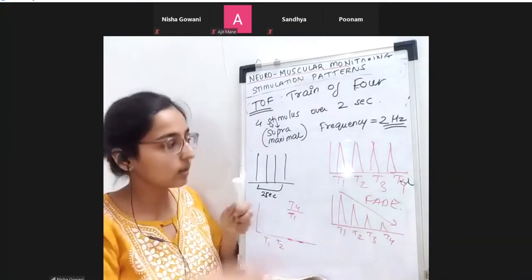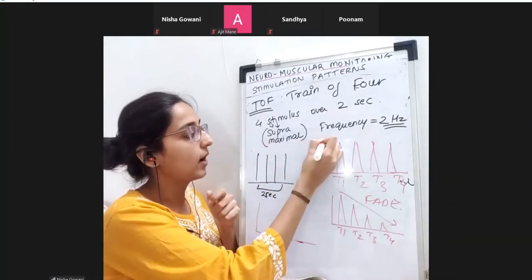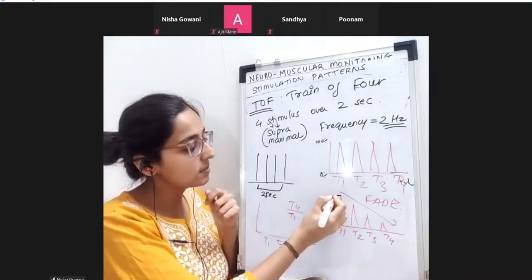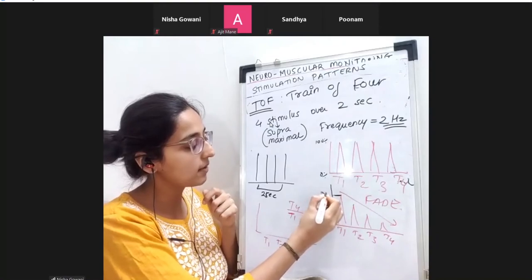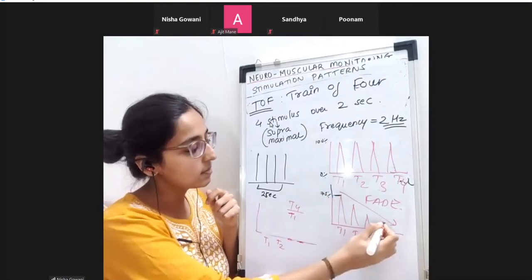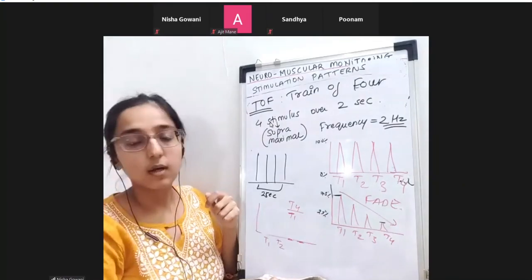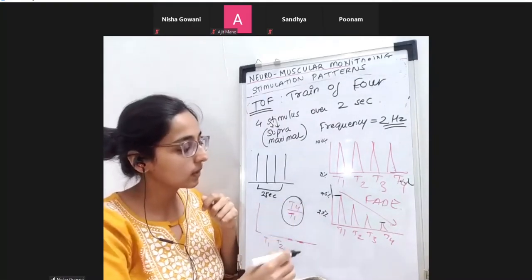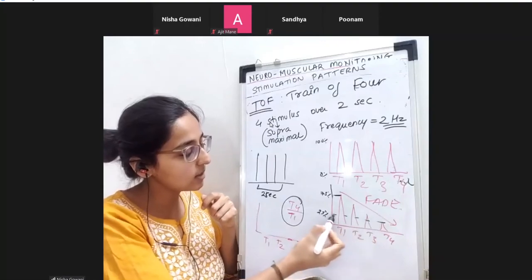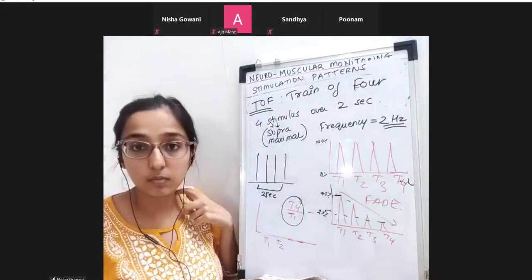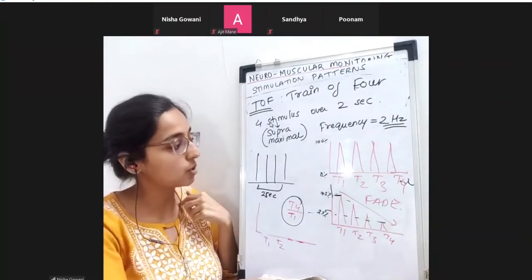So if this is the full 100% height, let's take it in percent, it's easy. Here this height has become less, it has become 75%. This height has become something less, 25% remains. So what the machine will do is take the height of this and the height of this, divide, and give you a TOF ratio.